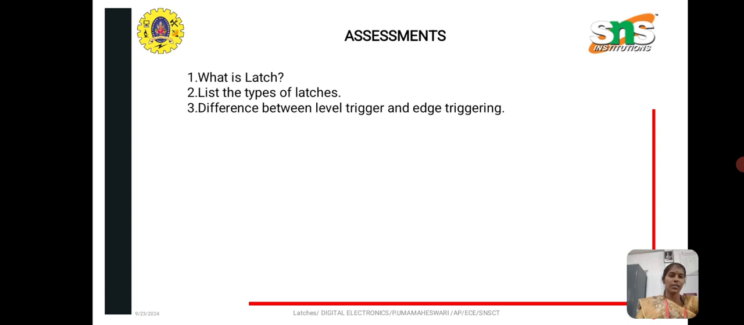The assessment questions are: What is a latch? List the types of latches. And what is the difference between level triggering and edge triggering?